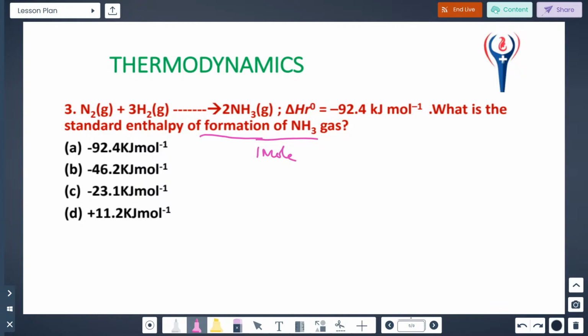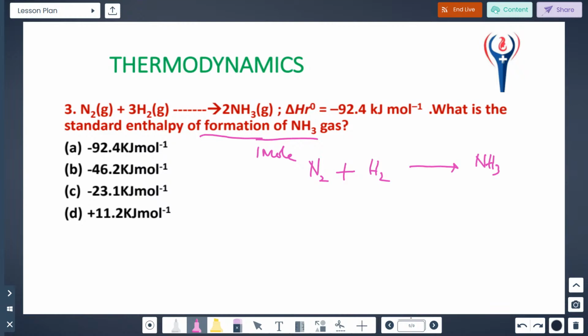See, NH3, this is called 1 mole. How is 1 mole formed? What elements are needed to form this? Nitrogen is needed, and nitrogen we always say N2. Hydrogen is a diatomic molecule, so we say H2. I want to prepare 1 mole of ammonia. So here N2 plus H2 gives NH3.